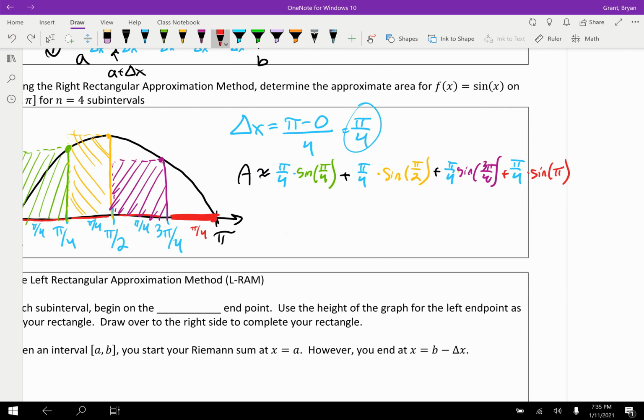So ultimately, by the end of the next couple of days, you should be able to do these Riemann sums without drawing a graph. However, when in doubt, draw a graph. It's not a bad thing. It just takes a little bit of time. All right, let's approximate this area.